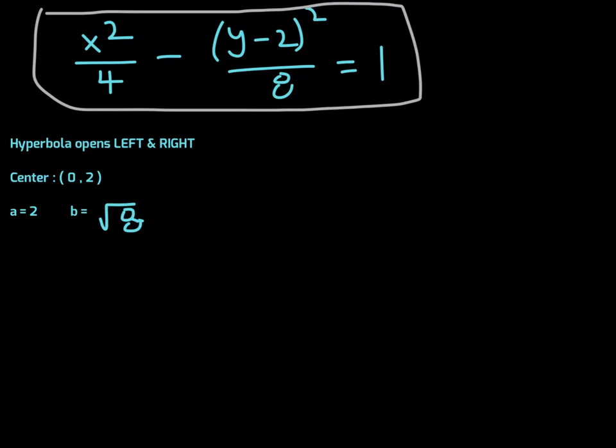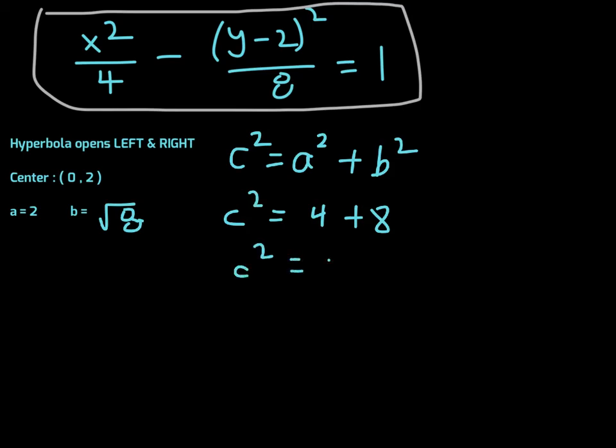Now, of course, you and I need to find c, right? Because that's going to give us our foci. So c squared is equal to a squared plus b squared. So c squared is equal to 4 plus 8. So c squared is equal to 12, right? So that means c is equal to the square root of 12, okay? That can be simplified if you want as 2 root 3.